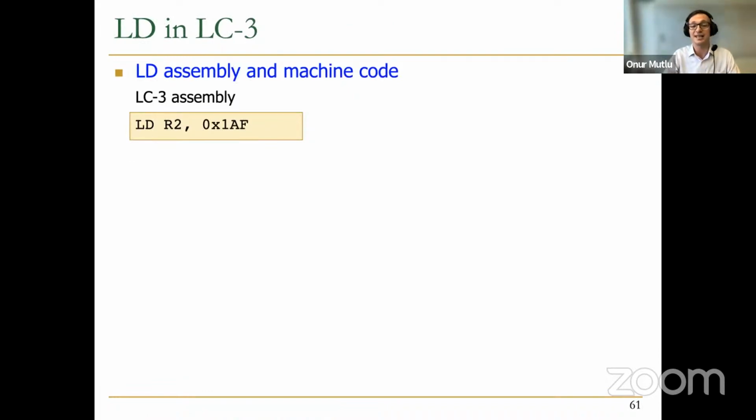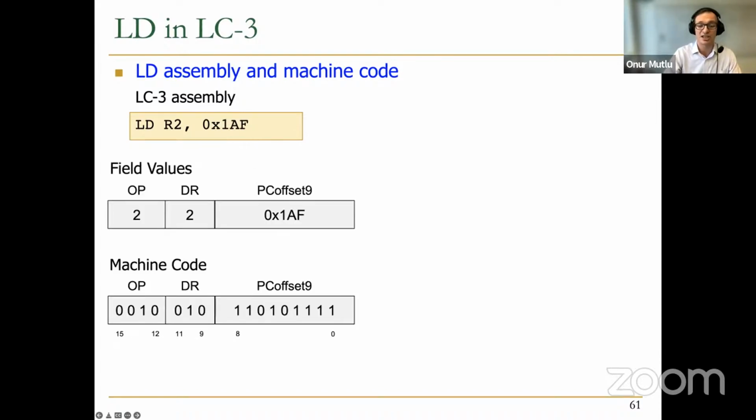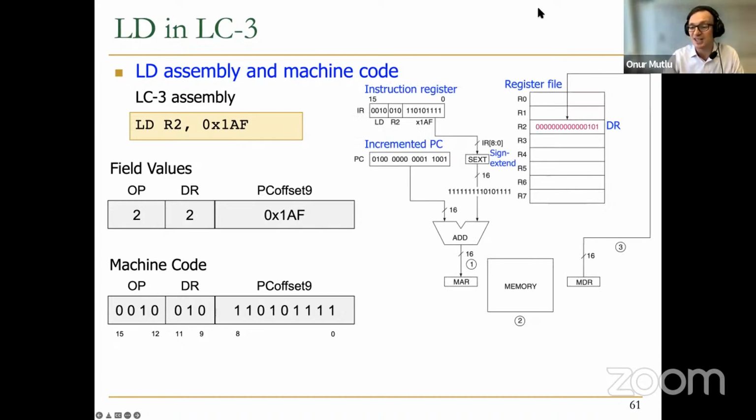So this is our LD. This is our assembly. You can see that there's a 9-bit offset over here. And this is our field values. This is the machine code, as you can see. And this is how it gets executed, basically. So let's go through it step by step. You need to evaluate the address at some point, right? Evaluation of the address is done by taking the incremented PC, this is PC plus 1, adding to it a sign extended 9-bit offset coming from the instruction register, as you can see. And then after doing the addition, supplying the result of the addition to the memory address register.